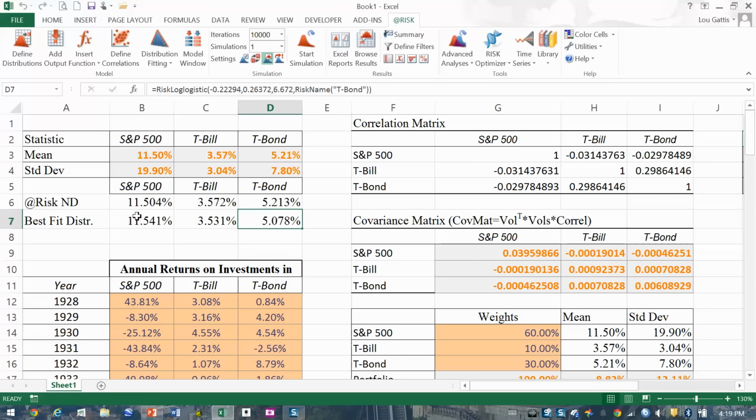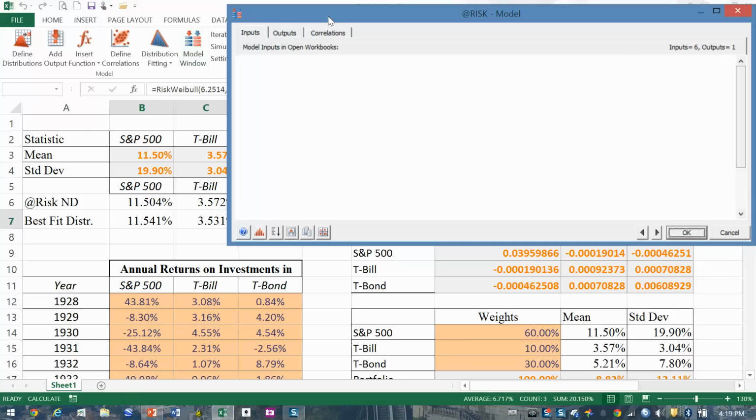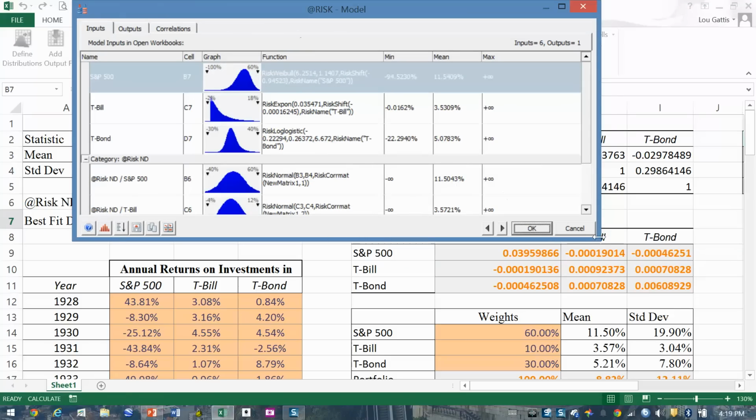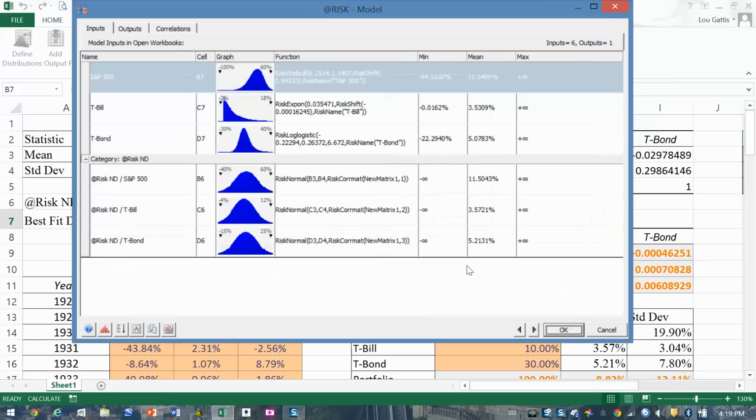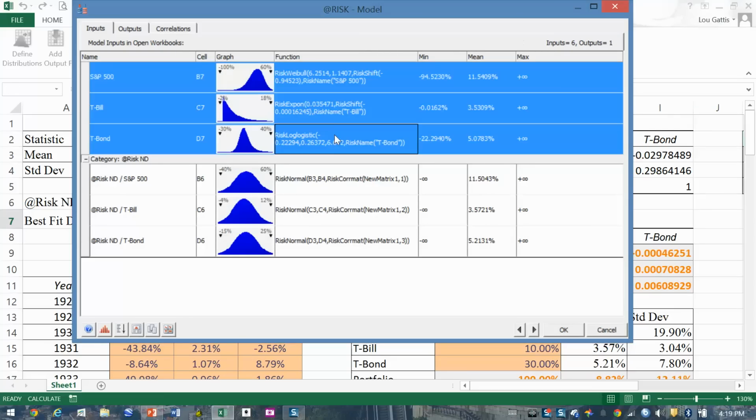All right, so now I have 3 normal distributions here, but I could also use a Weibull, an exponential, and a log logistic, just another way of trying to fit data to a curve. If I go to my model window, I now have 6 inputs. And so here are my three normals. I'm going to select these three non-normals, and I'm going to add the correlation to them. So when I run the distribution, I do capture the correlations.